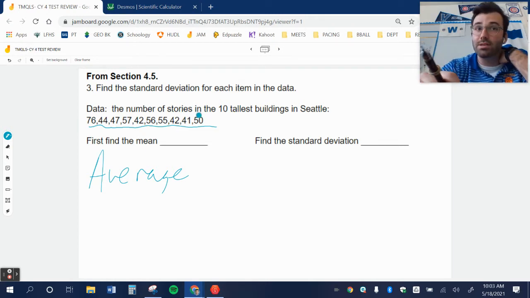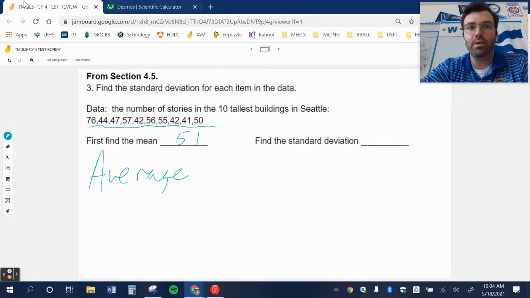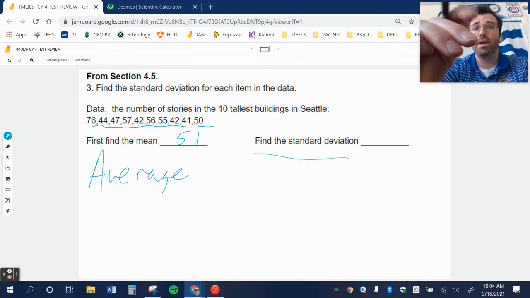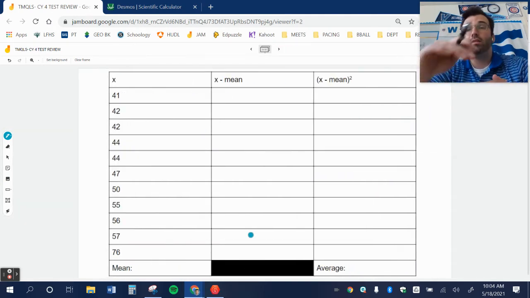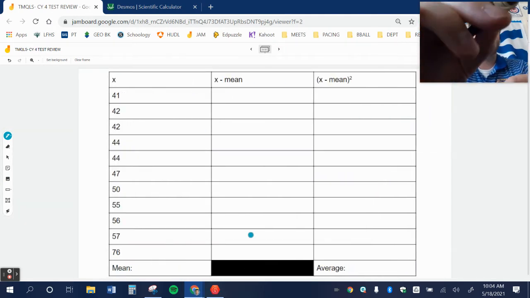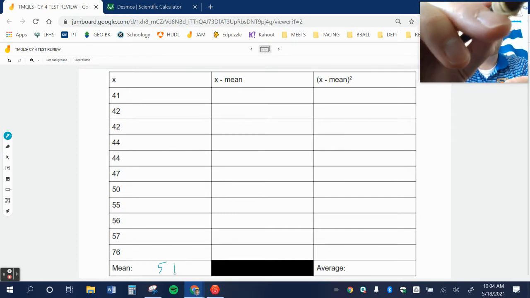Well, I have 10 buildings here. It tells me that right away. So I'll add all 10 of these numbers up and divide by 10. Okay? All right, so when I add these up, my number was 510, and divided by 10 gives me 51. Now, standard deviation, I'm not going to do that just yet because I need to fill out this table first. Remember, my mean is 51.